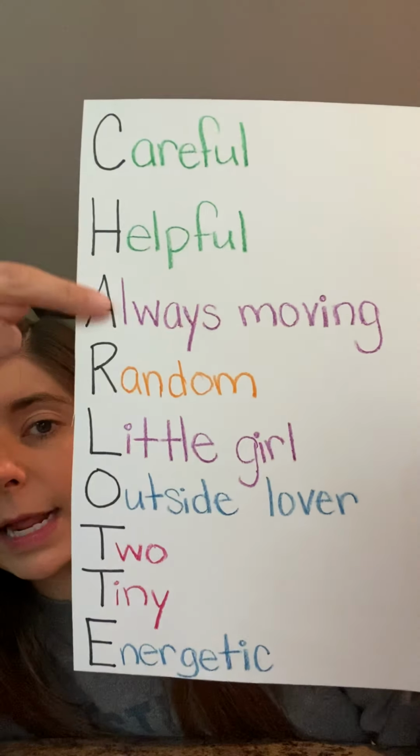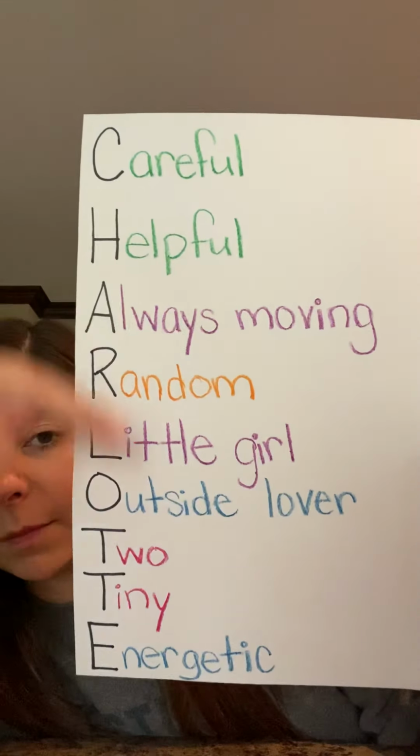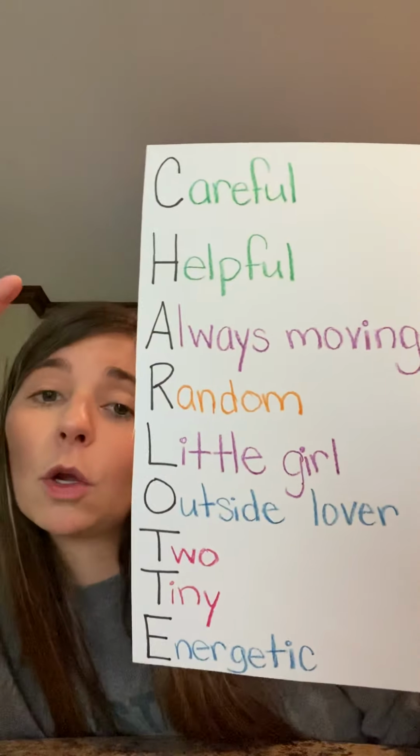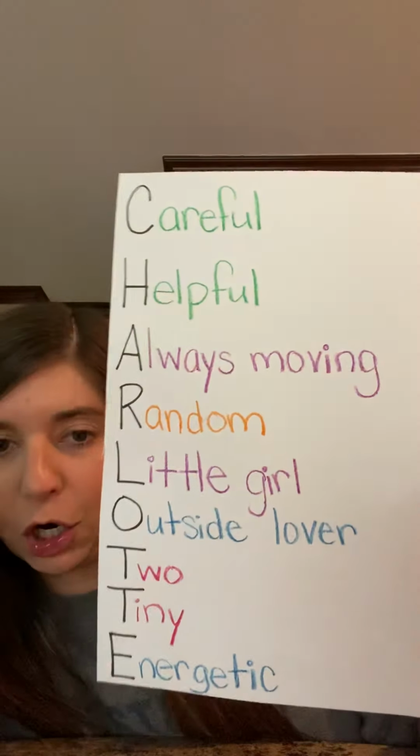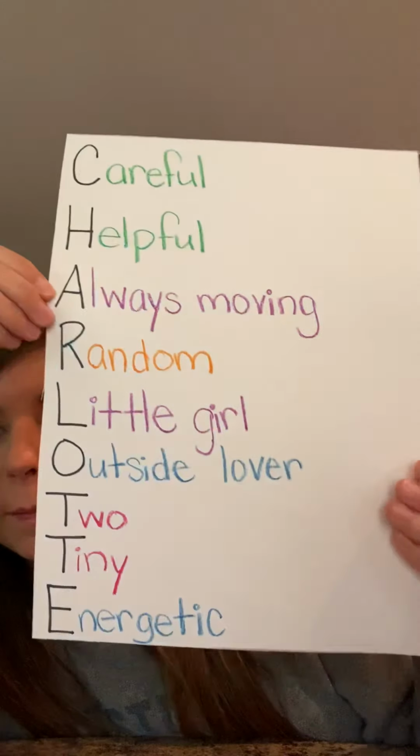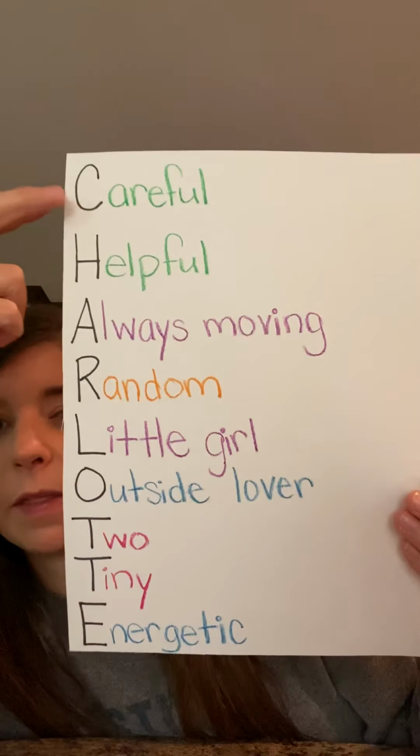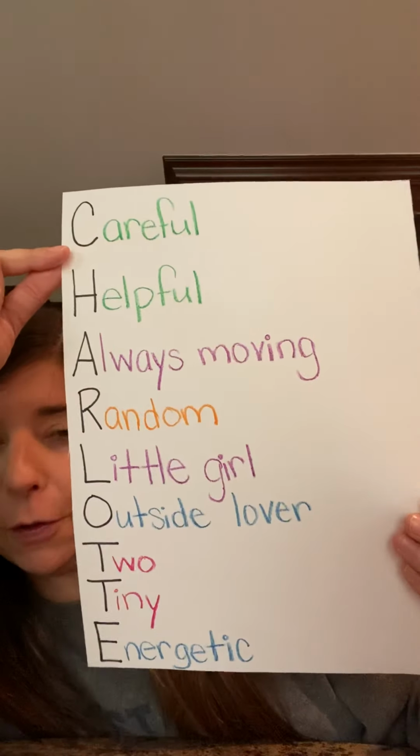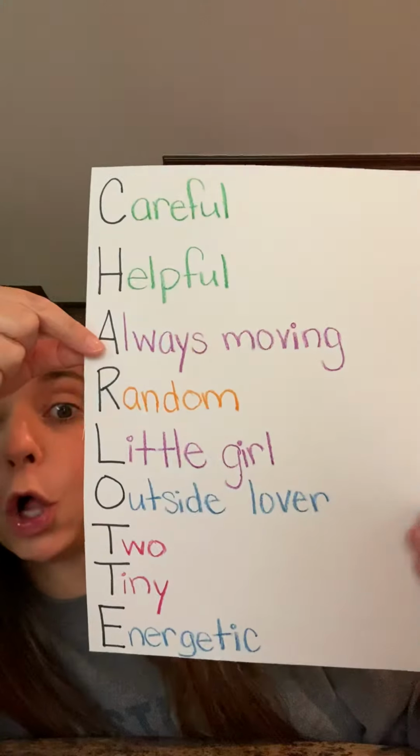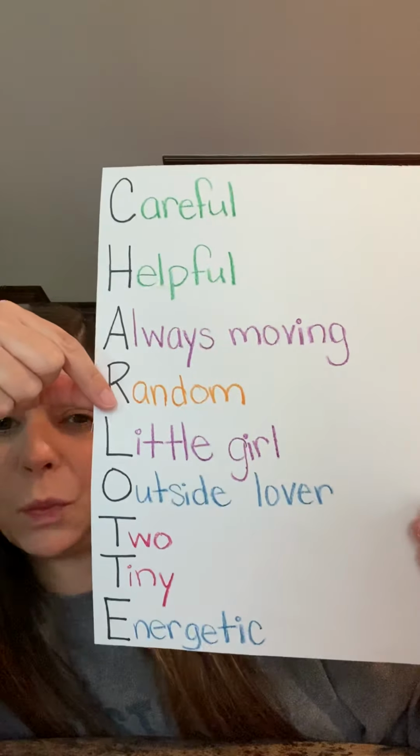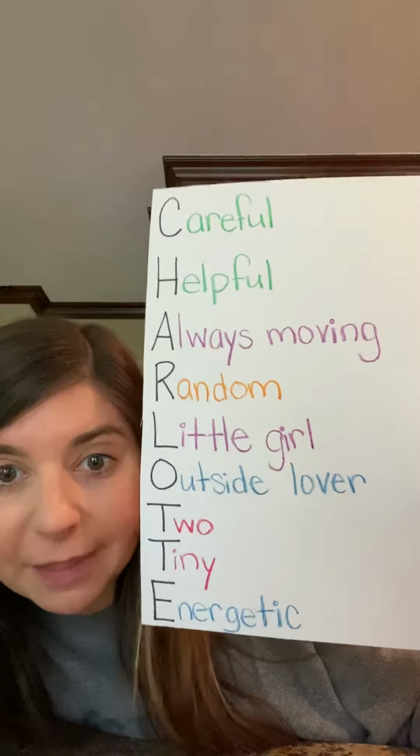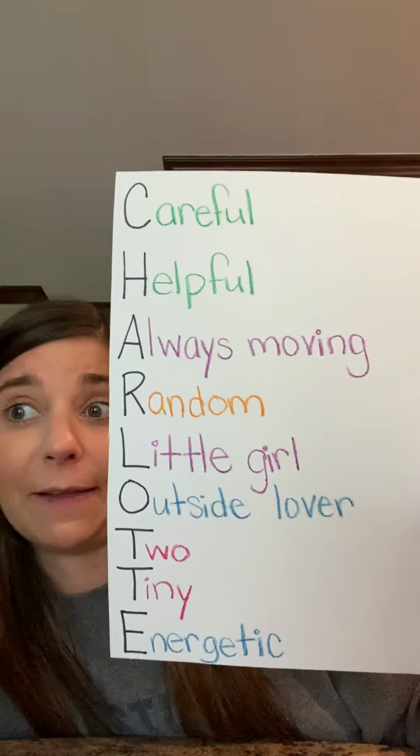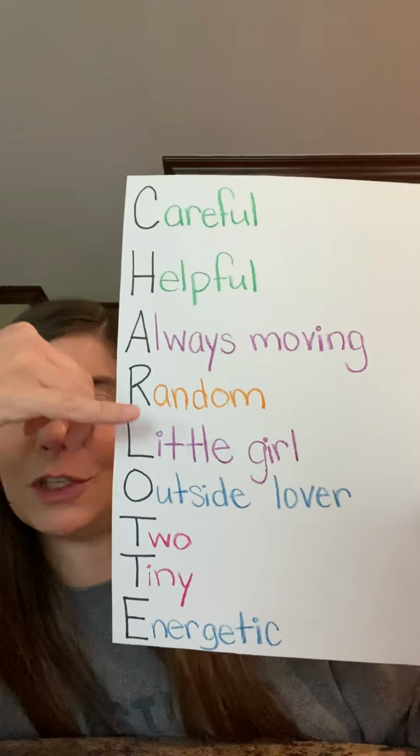So you can see I wrote her name down here at the bottom, going from top to bottom, Charlotte. And I said C, and these are words that are going to describe her. Okay, so part of the task of the poem is not just any C word, but a C word that connects to Charlotte and who she is. So she's pretty careful most of the time, helpful, always moving. She's random. She says lots of random things because she's 2 years old. If any of you have little sisters or brothers, you know they sometimes say very random things. So she has random thoughts.